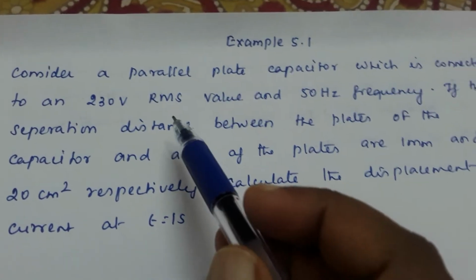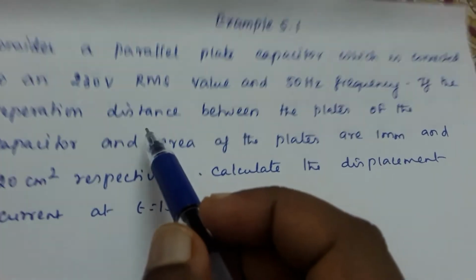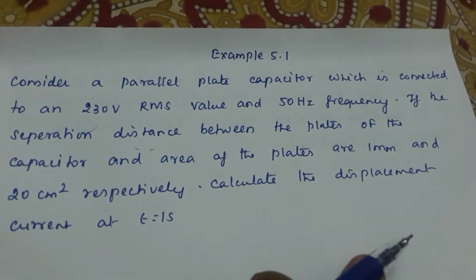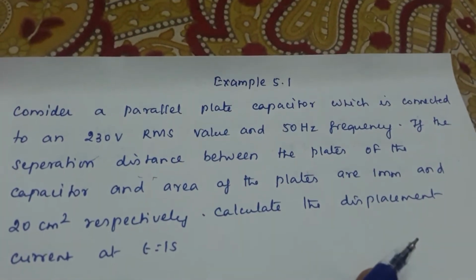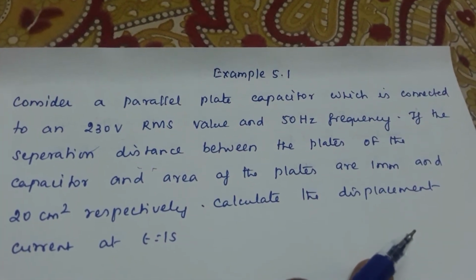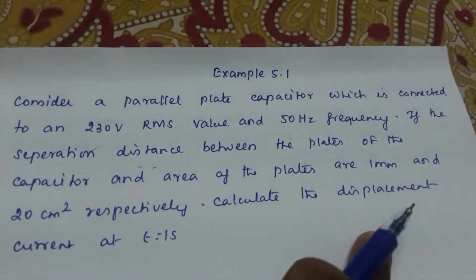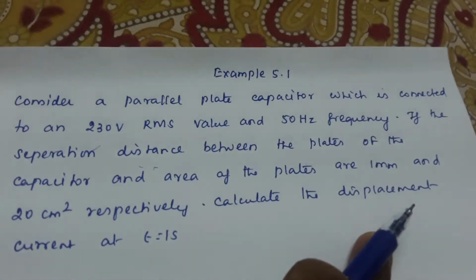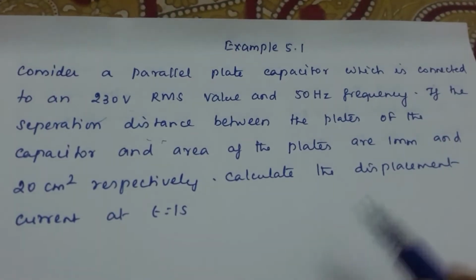Example 5.1. Consider a parallel plate capacitor which is connected to a 230 volt RMS value and 50 Hz frequency. If the separation distance between the plates of the capacitor and the area of the plates are 1 millimeter and 20 centimeters square respectively, calculate the displacement current at time t is equal to 1 second.